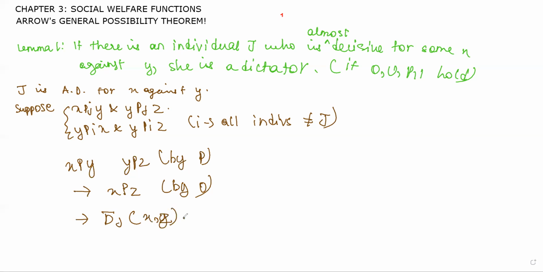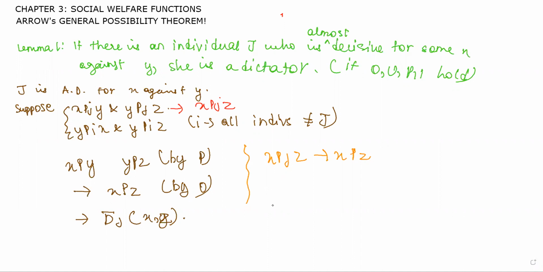How did we make this leap? Note here, from here we can say X P_J Z is true. We know nothing about what other individuals feel towards X and Z. But we can say X P Z. So here, X P_J Z has implied X P Z, which obviously makes J decisive for X against Z, because we don't know anything about the other people's preferences. That's what the definition of decisiveness is.